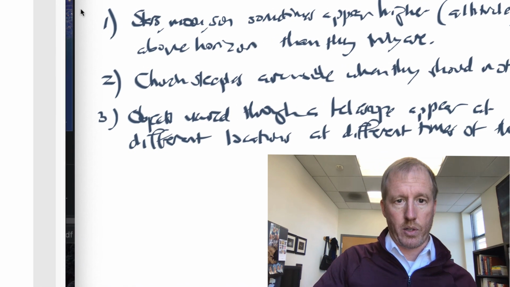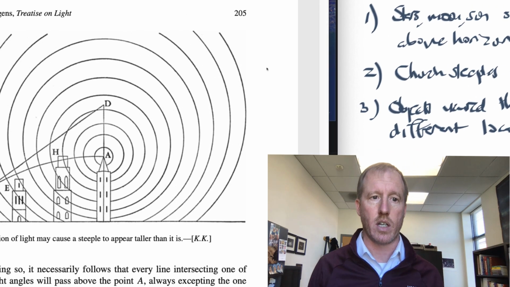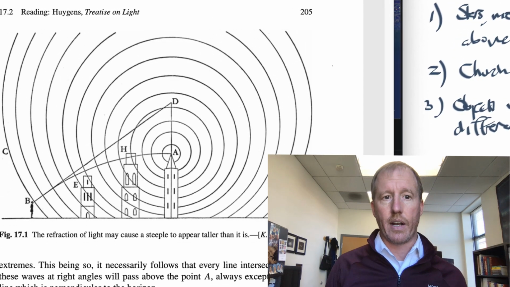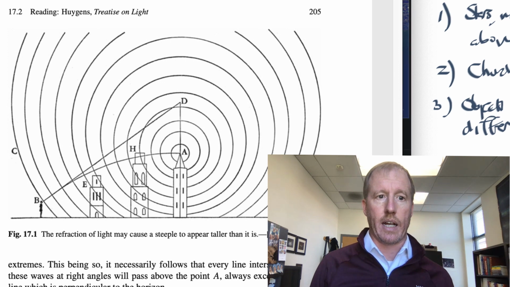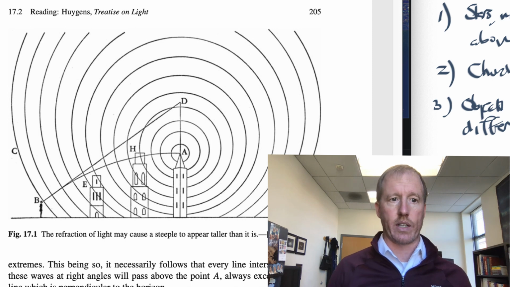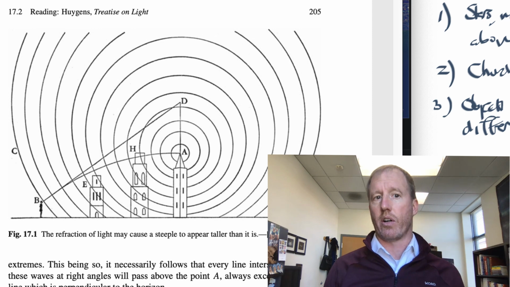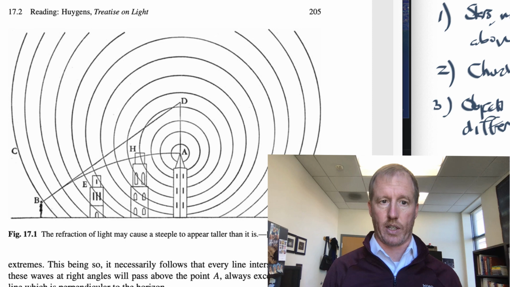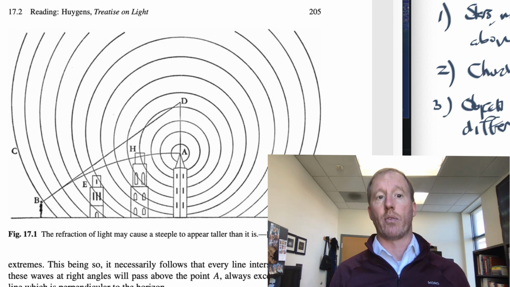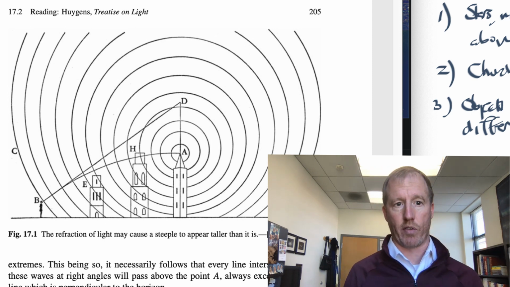So let's jump right away to the figure, which is on page 205. This is figure 17.1. In this figure, Huygens depicts a church steeple at point A and a couple of buildings, one at H and one at E, and then an observer at point B. He's imagining that there is light illuminating the church building, perhaps sunlight, and as a result, the light is bouncing off of the steeple at point A, so point A is serving as a spherical source of waves that are emanating away from it.